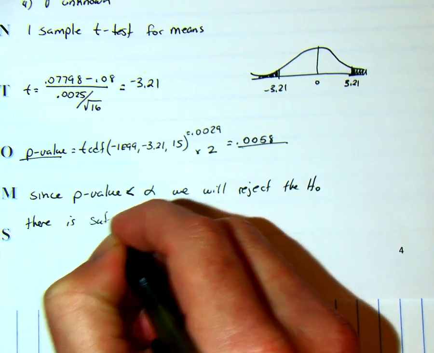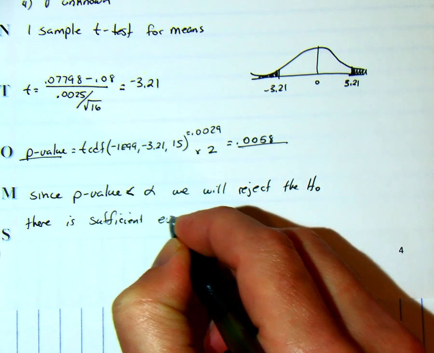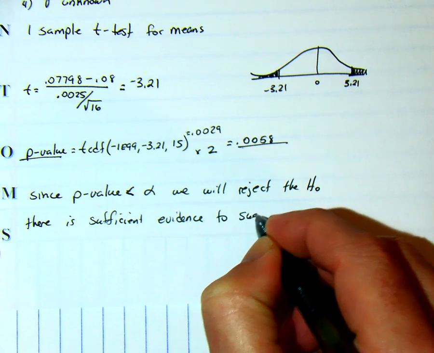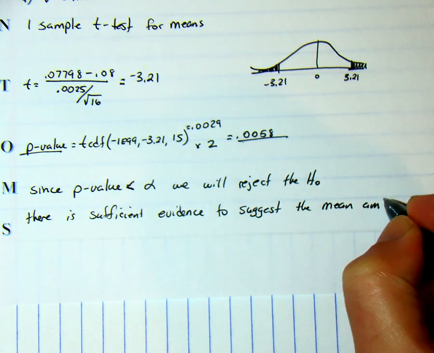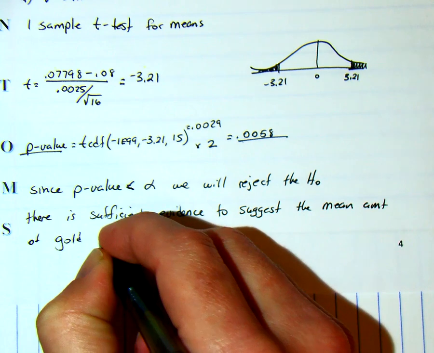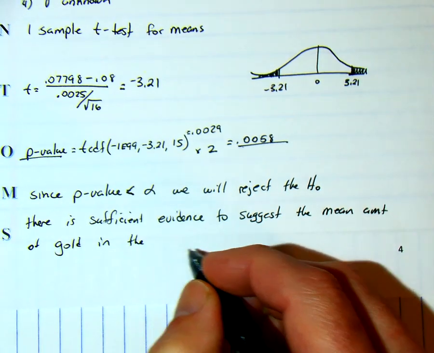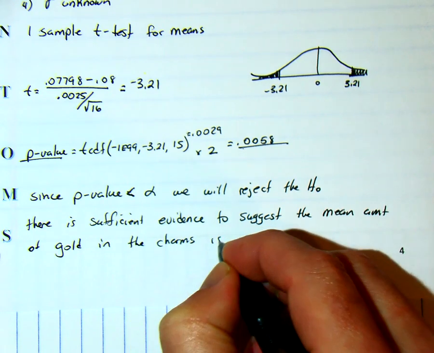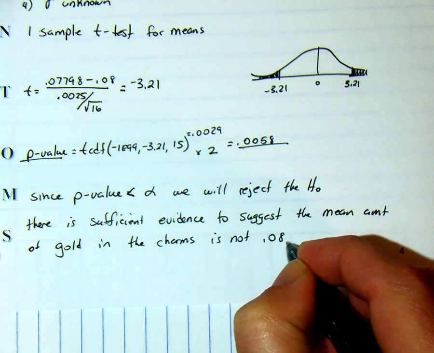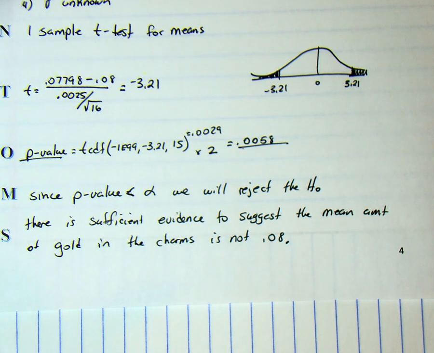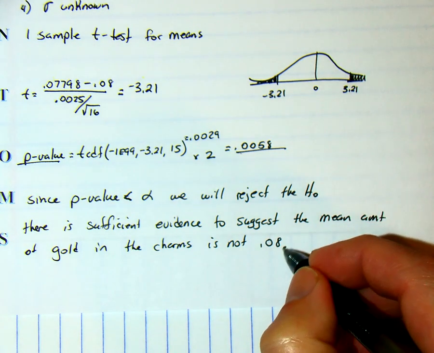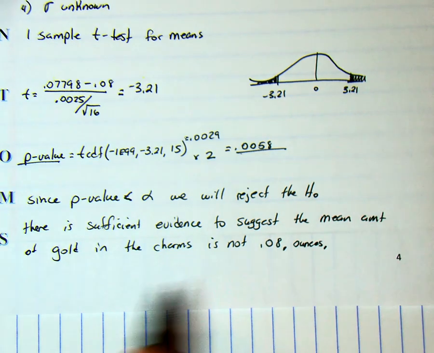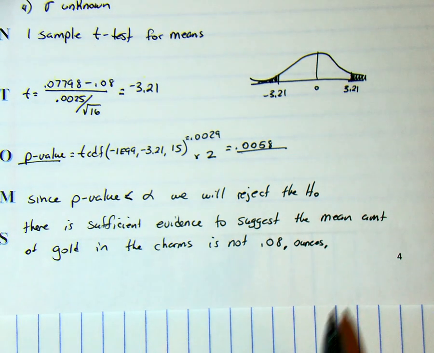There is sufficient evidence to suggest the mean amount of gold in the charms is not 0.08. Okay, all right, we've got there. Actually, I'm going to goof this up. We don't want to leave that off at 0.08. It's going to be 0.08 ounces. We need to go ahead and grab that. That wasn't in my sentence anywhere. Okay, now we're good to go.